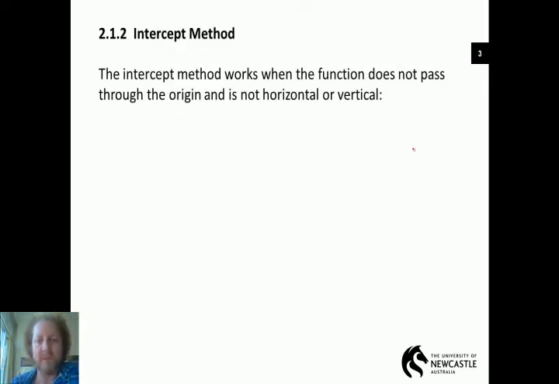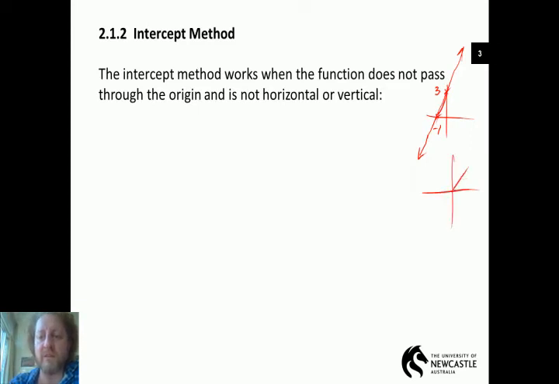What about the intercept method? Now, it doesn't work all the time. If the function passes through the origin, then the intercept method won't work. Quick explanation, what's the intercept method? If I tell you a straight line has a y-intercept of 3 and an x-intercept of minus 1, then it's pretty easy to draw a line through it. So if I find an x-intercept and a y-intercept, I'll just draw the line through them.